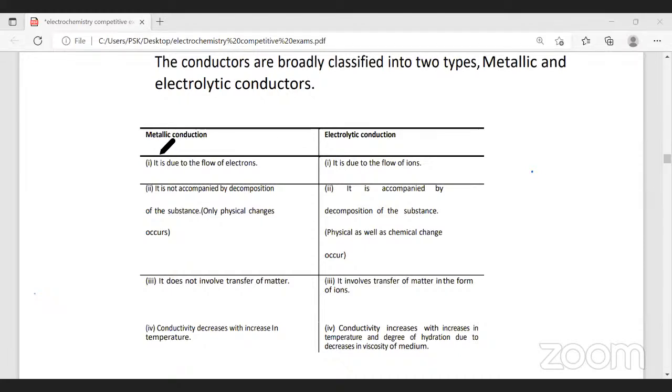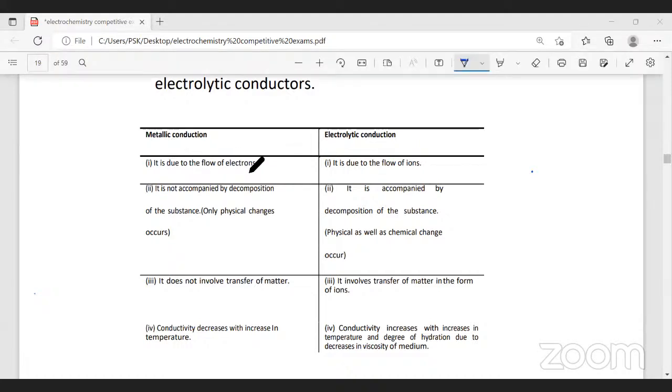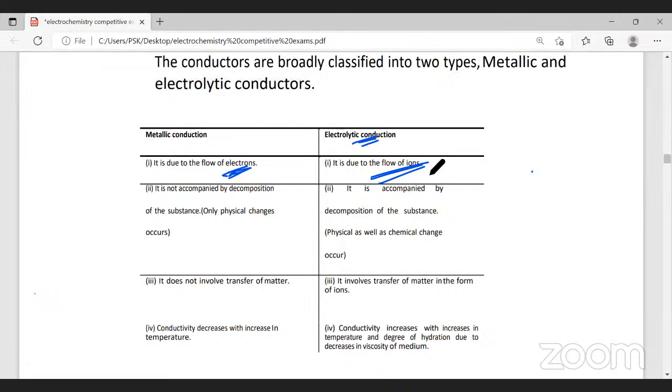Conductors are 2 types, metallic conductor and electrolytic conductor. In this chapter, we will talk about only electrolytic conductor, but you should know the difference between metallic conductor and electrolytic conductor. In metallic conductor, the charge carrier is electron. The movement of electron in metals will carry current. So in copper wire, aluminum wire, due to the flow of electrons, electricity is conducted. But in electrolytic conductors, it's due to the movement of ions, flow of ions towards cathode and anode. So ions are charge carriers in electrolytic conduction.